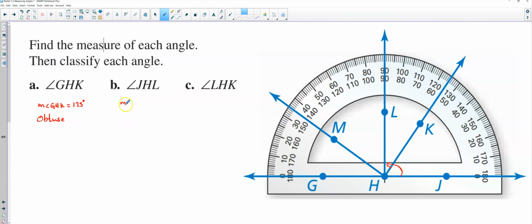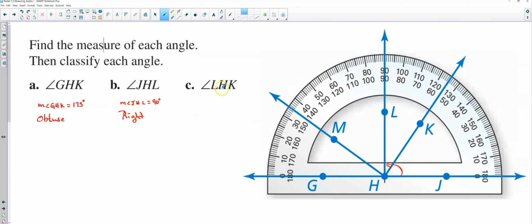So the measurement of angle JHL equals 90 degrees. So that it is a right angle. That is a right angle. So that's a right angle.